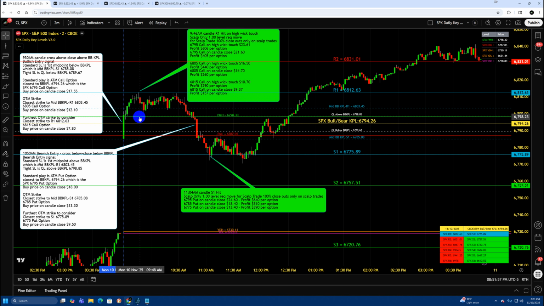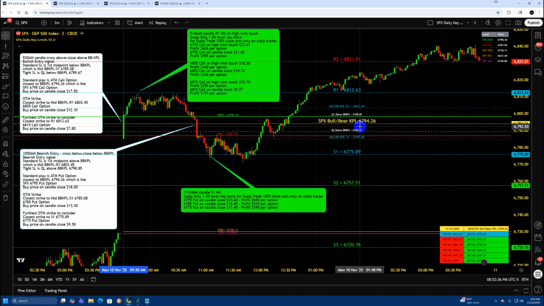Well, there's also a second trade here, which is a bearish entry signal on this 10:50 a.m. cross and close below the bull bear KPL. This is also a candle which is within range of the bull bear KPL. So this is a bearish entry signal that is not out of range. And so you can take this bearish trade here, and if you take this bearish trade, it's the same process. In this case, you have three options: at the money and two out of the monies.